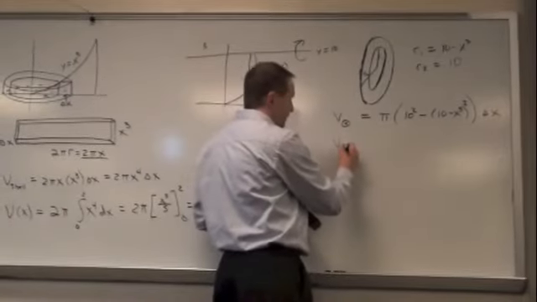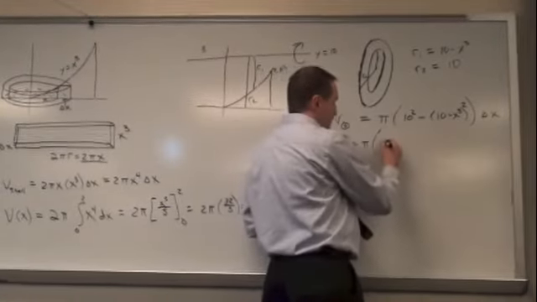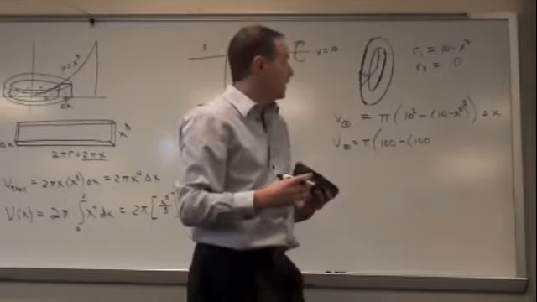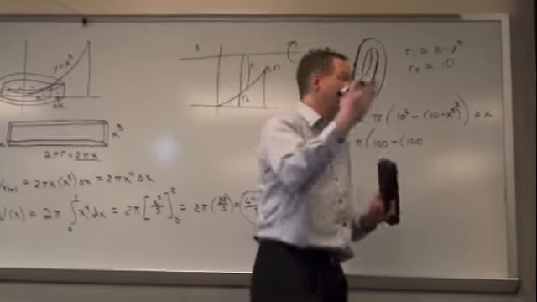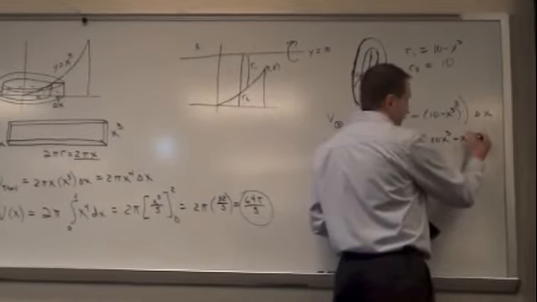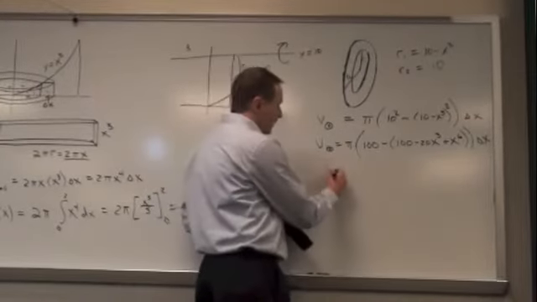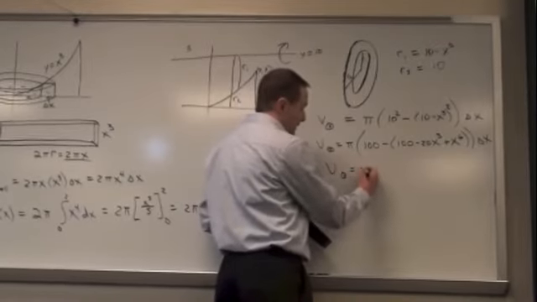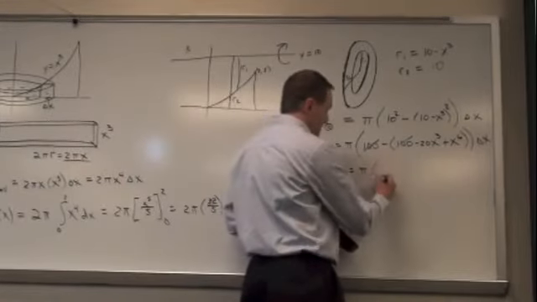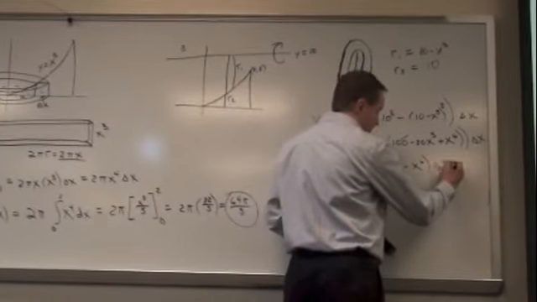So the volume of the slice is pi times the group. I'll get 100 minus the group over here: 100 minus 10x cubed minus 10x cubed, minus 20x cubed, plus x to the sixth, delta x. So the volume of an arbitrary particular slice is pi times, those will cancel, pi times (20x cubed minus x to the sixth) delta x.